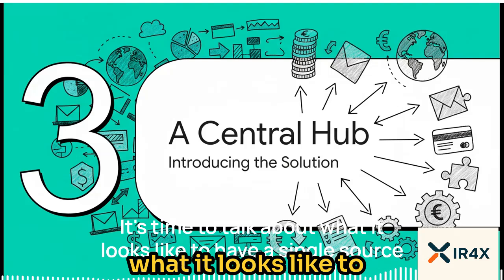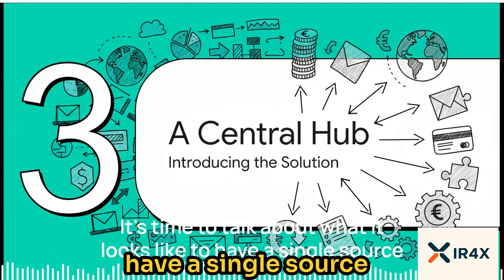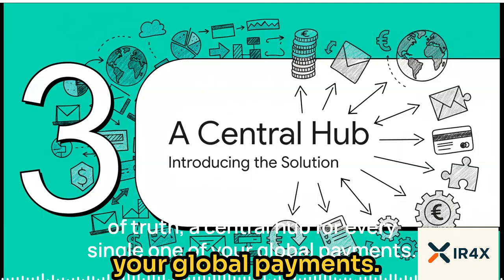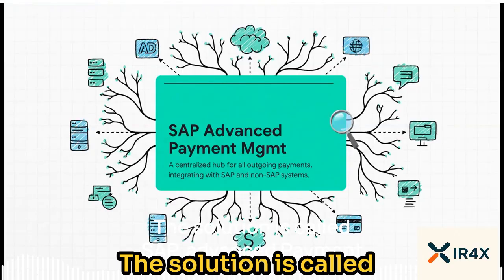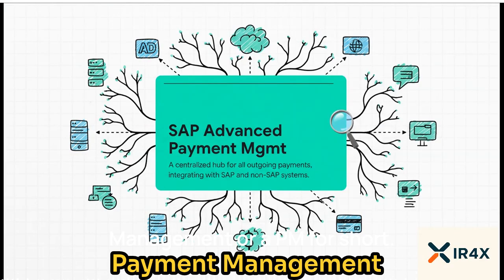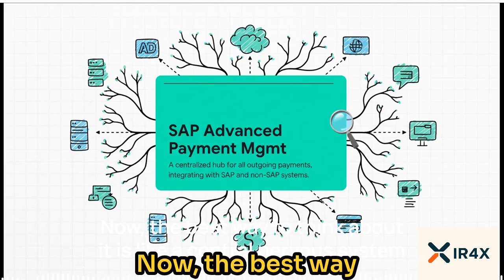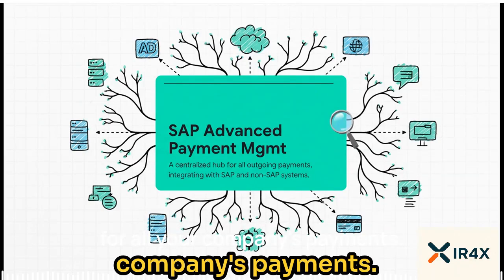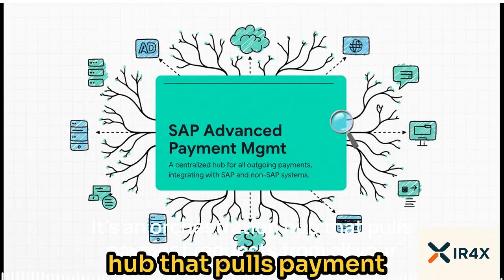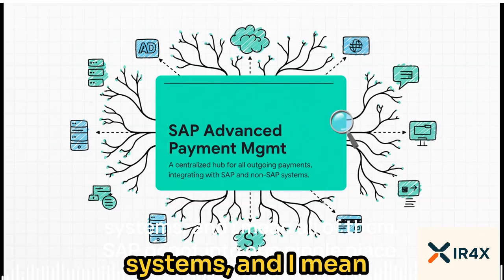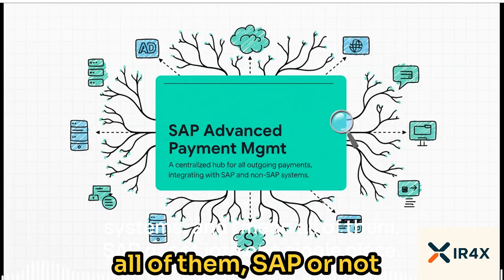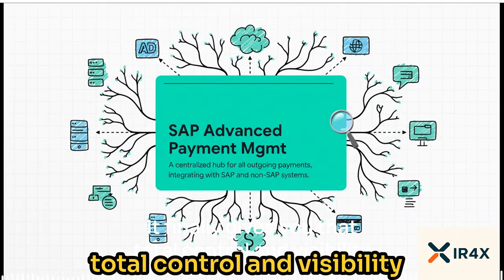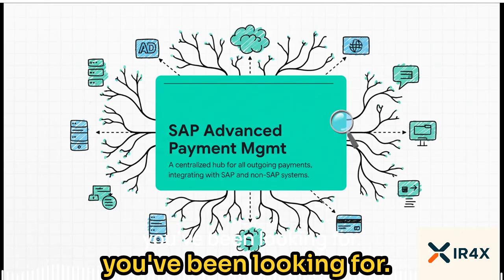It's time to talk about what it looks like to have a single source of truth, a central hub for every single one of your global payments. The solution is called SAP Advanced Payment Management, or APM for short. Now, the best way to think about it is like a central nervous system for all your company's payments. It's an orchestration hub that pulls payment requests from all your systems, and I mean all of them, SAP or not, into one single place. It finally gives you that total control and visibility you've been looking for.